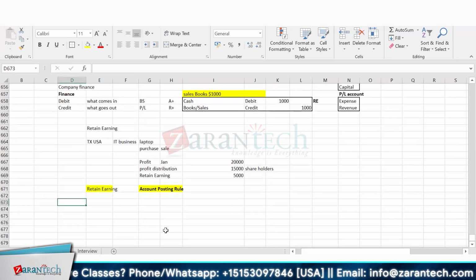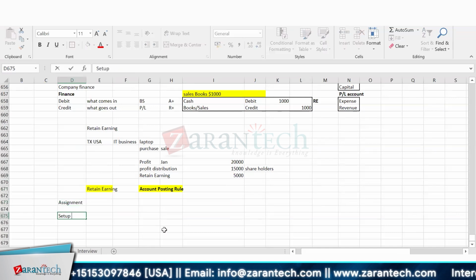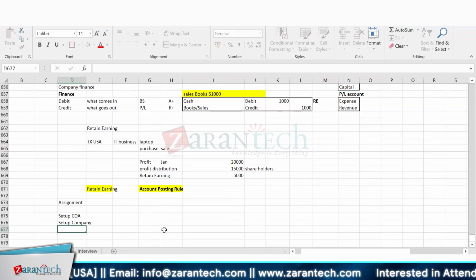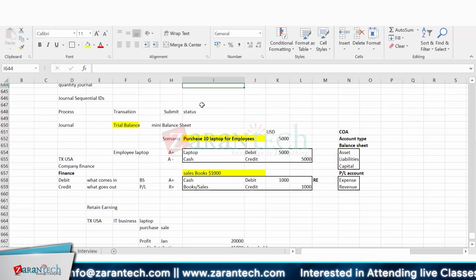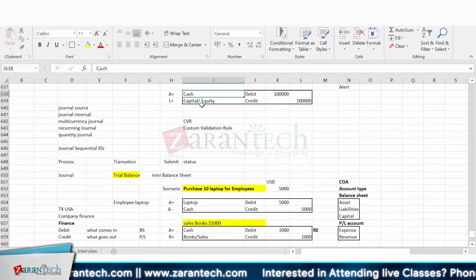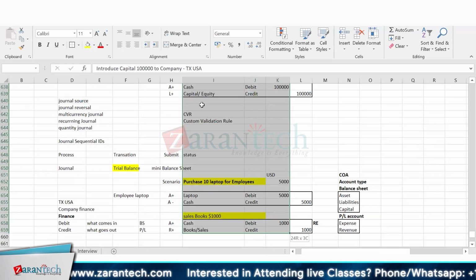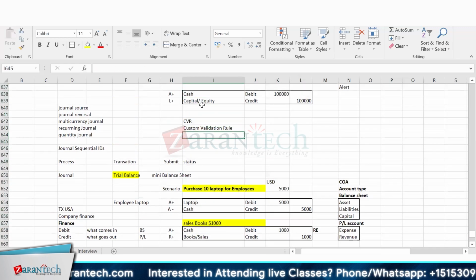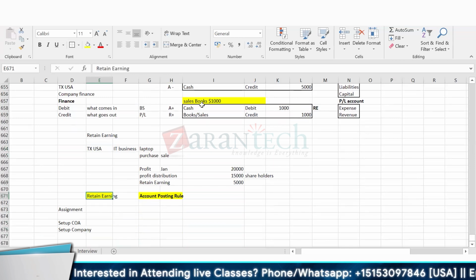So your assignment is due Friday. Now you have the system up and running. Please set up your chart of accounts, set up your company as I did, and perform these three transactions again, with a different amount, or the same amount, no problem. Perform these three transactions and verify whether your retained earning account is popping up or not.